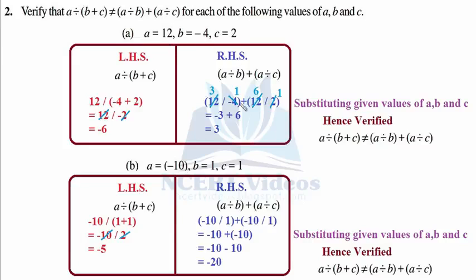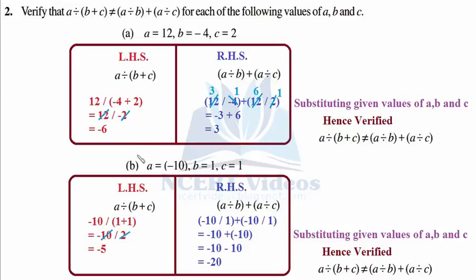So 1 4 is a 4, 3 4 is a 12, negative sign, therefore it is minus 3. And here 1 2 is a 2, 6 2 is a 12, 6 from here, and the signs are different, so we will subtract them and put the sign of the greater number, therefore plus 3. So what we conclude from this is minus 6 is not equal to 3. That is what it was asking for, verification. Therefore, hence verified, it is not equal.